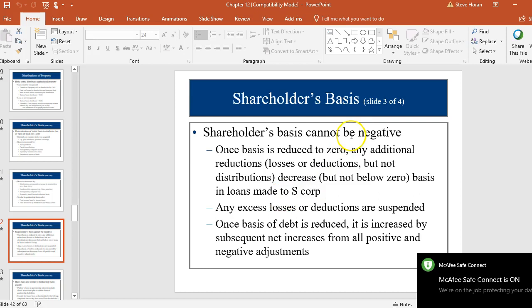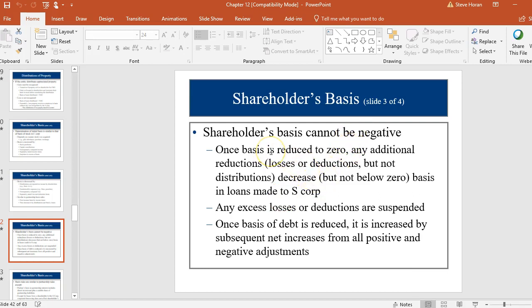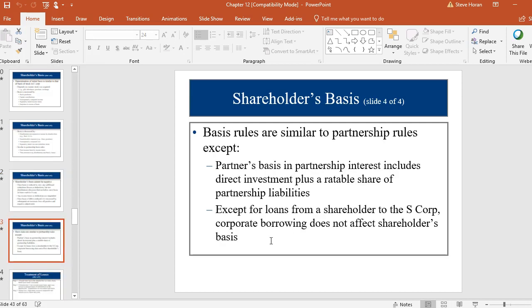The shareholder's basis cannot be negative. I think I've mentioned that once before. Once basis is reduced to zero, any additional reductions decrease the basis in loans made to the S Corp. So if the shareholder has loans made to the S Corp, you can reduce those. Any excess loss or deductions are suspended, and once basis of debt is reduced, it's increased by subsequent net increases from all positive and negative adjustments. The basis rules are very similar to partnership rules, except a partner's basis in partnership interest includes direct investment plus ratable share of partnership liabilities, except for loans from shareholder to the S Corp.